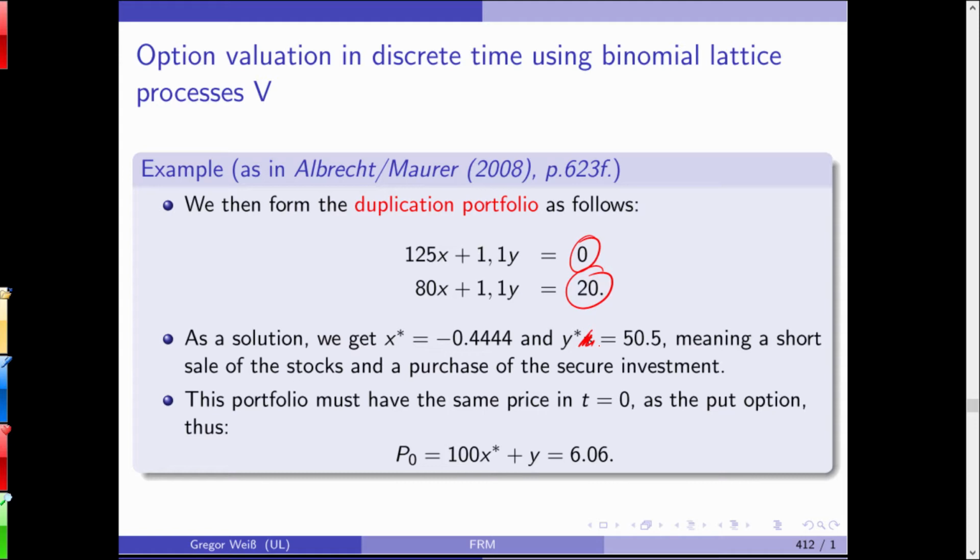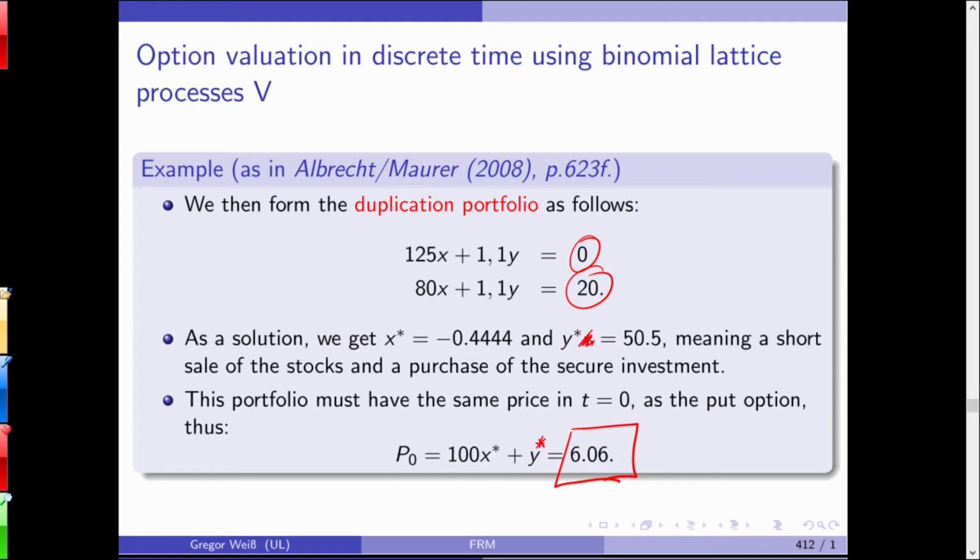This portfolio, for the market to be arbitrage free, because it generates the same payments in t equal to 1, has to have the same price in t equal to 0. So P0 has to be 100 times x star plus y, and this is 6.06. And this, in this very simple model, is the arbitrage-free price of the put option.